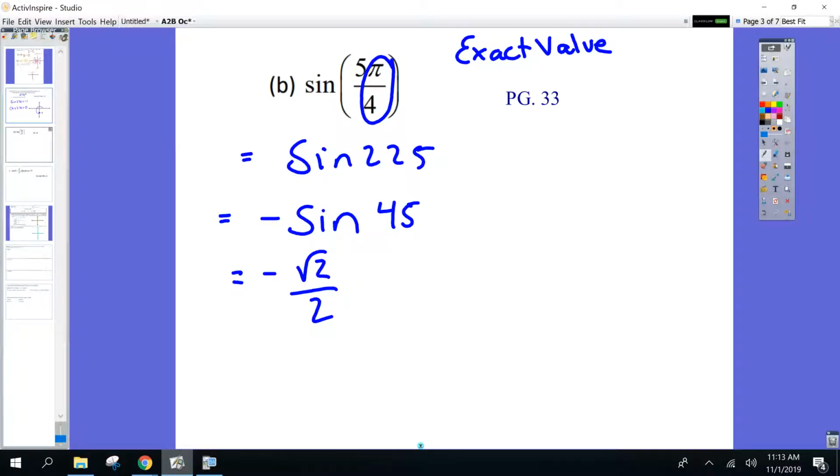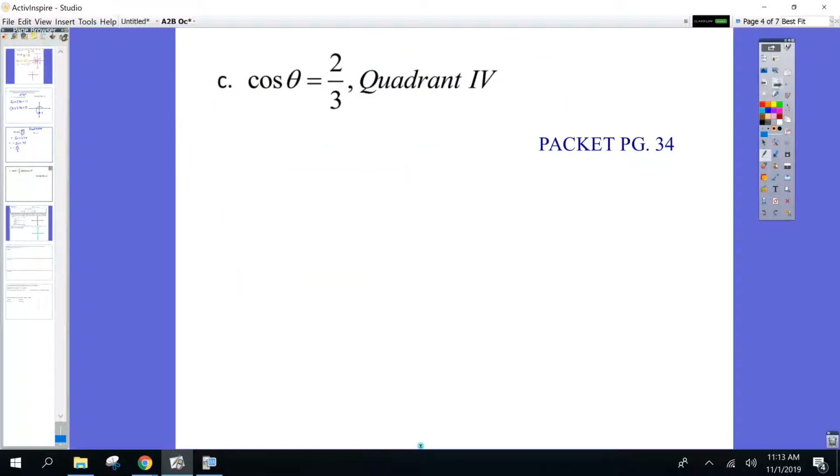Questions there, all good? I think I got one more to review with you before we start today's topic. Page 34. Page 34 right now. We're in quadrant 4, and I know the cosine. Find sine and the angle.